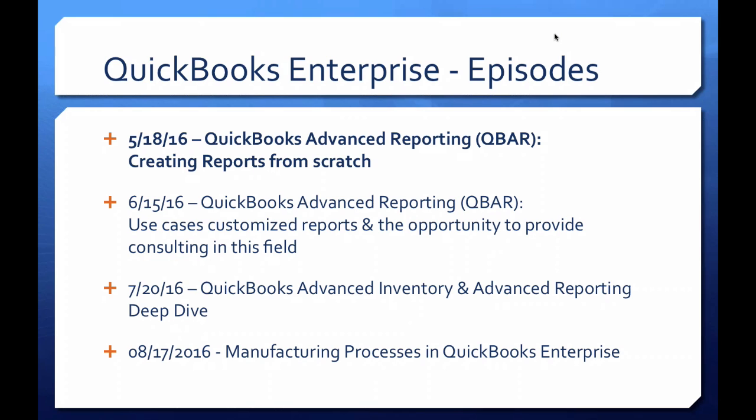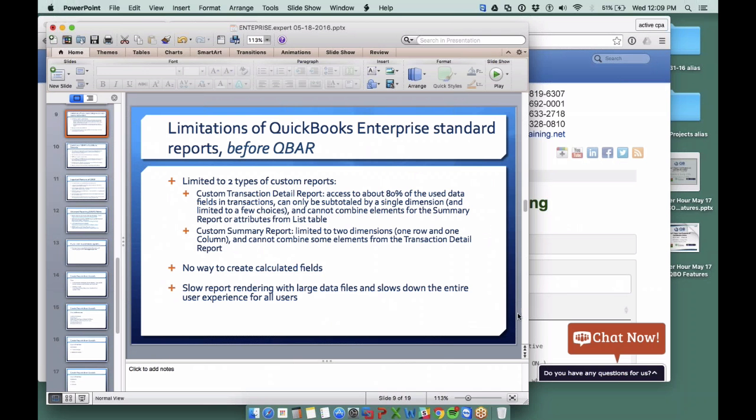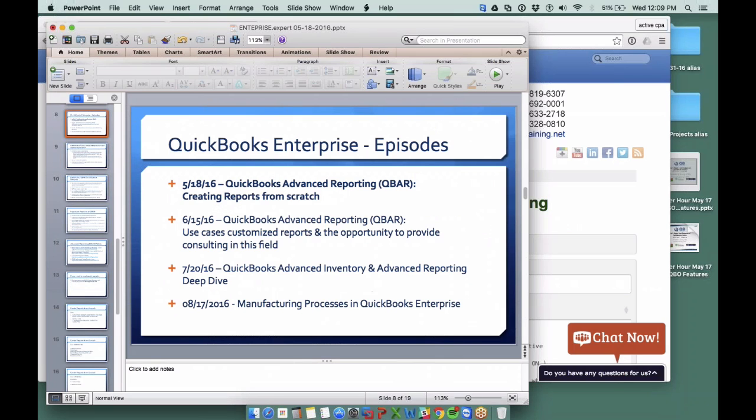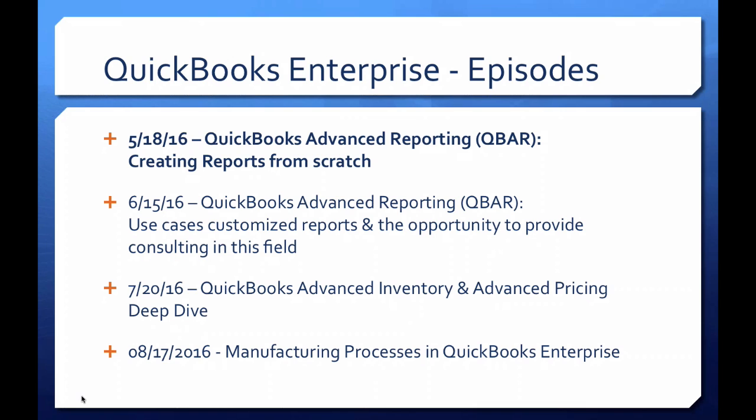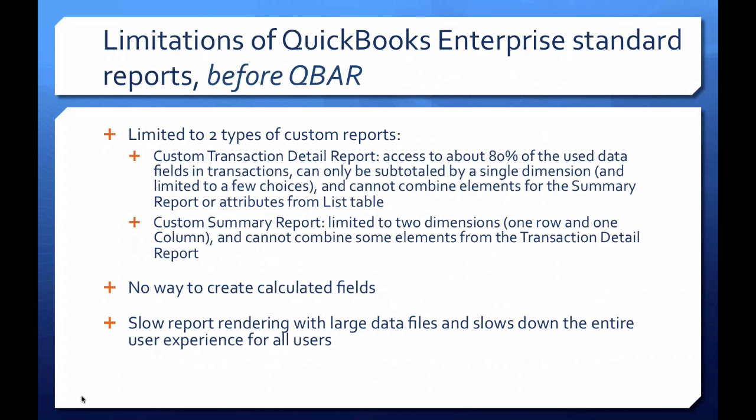July 20th, we'll talk about advanced inventory and advanced pricing. I meant to put, that's not advanced reporting, that's advanced pricing. Apologize for that because we are doing advanced reporting today. So that would be advanced pricing. So July will be advanced reporting and advanced pricing. Then August, we're going to go to more manufacturing process topics, which will be very similar to the June class.